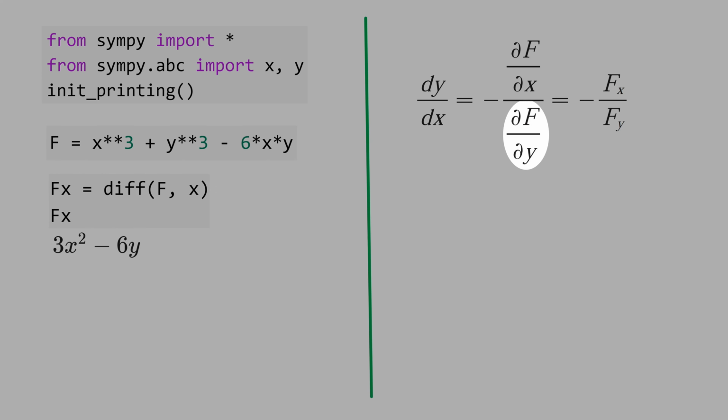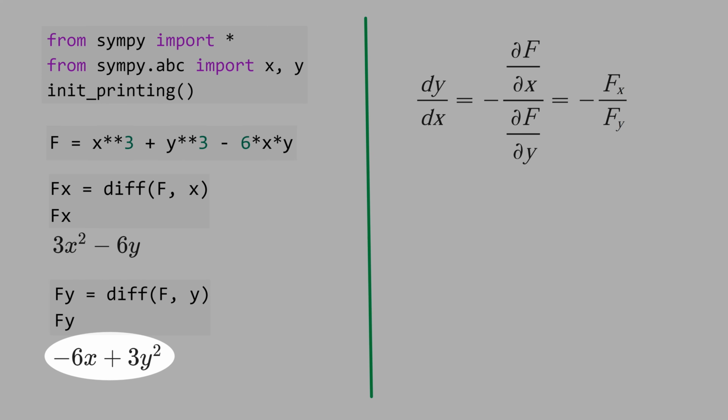Now, let's take the partial derivative in respect of y. And here is the code. Fy equal diff f in respect of y. And the result is here.